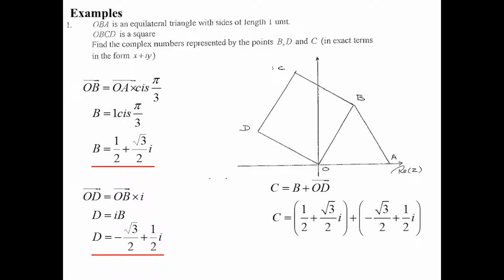So B, we worked out, was a half plus root 3 on 2 i. The vector OD was minus root 3 on 2 plus a half i. And what a lovely expression. There's the complex number that C would represent: 1 minus root 3 on 2 plus 1 plus root 3 on 2 i.